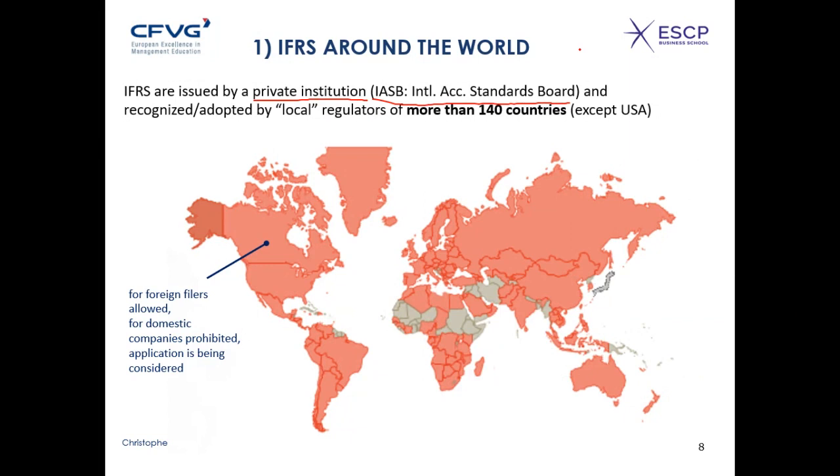This organization issues accounting standards, and those accounting standards are currently recognized, adopted, or used by more than 140 countries. Actually, as these accounting standards are issued by a private institution, obviously the IASB has no legal power to enforce their accounting standards anywhere. So what they do is they make accounting rules, and then they travel around the world and sell those rules to governments or accounting regulators.